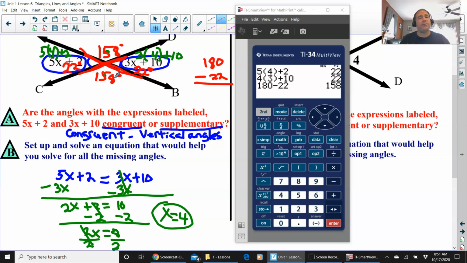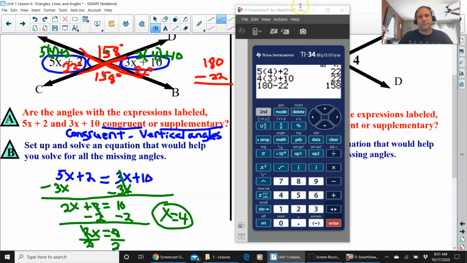All right, you solved for all the missing angles, but just remember, the expressions that they give you in the place of what would normally be angle measures, numbers, they're equal because these are vertical angles. And that's the only reason why they are equal.